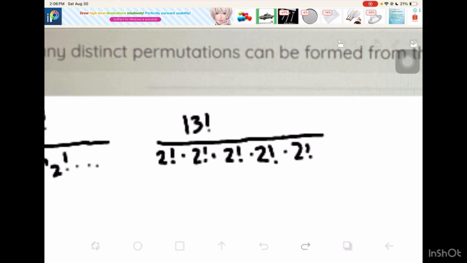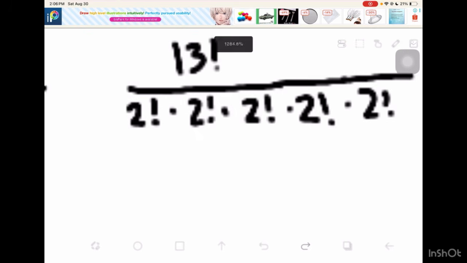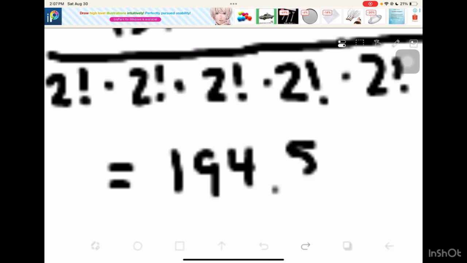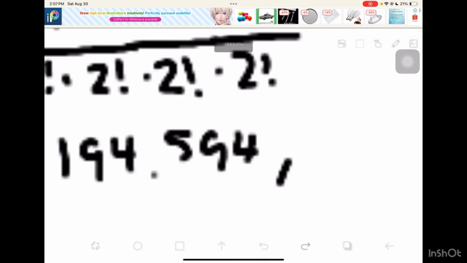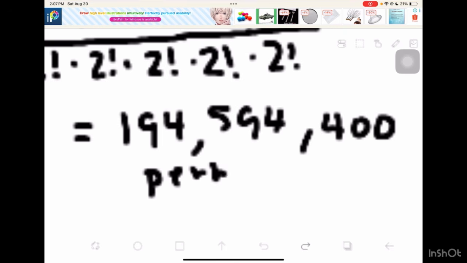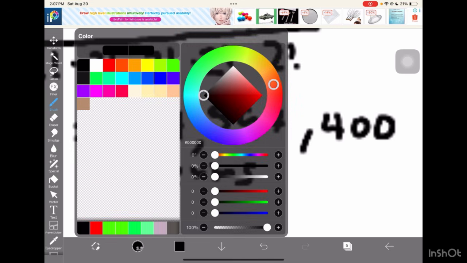Alright. Sorry about that. But this is equal to... It's okay, it's a very large number. 194,594,400 permutations. And that's our answer for number 53.